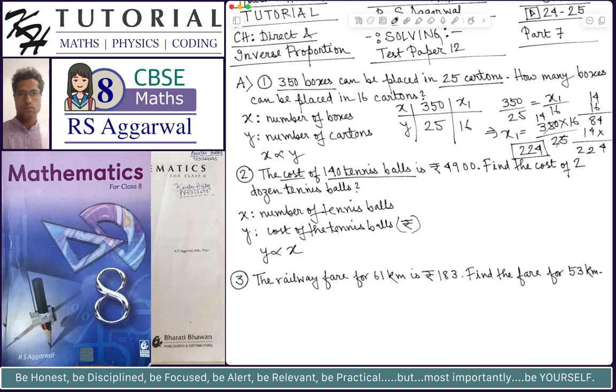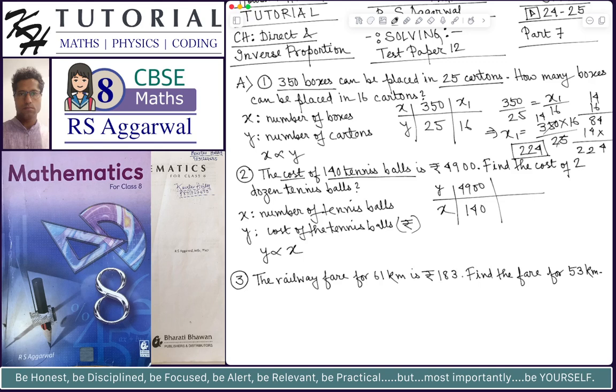Now, let's tabulate, create the table of y and x. It is given that the cost of 140 tennis balls is rupees 4900. So 140, and here y is representing the cost of the tennis balls, so we have 4900. Now it is asking to find the cost of 2 dozen tennis balls.